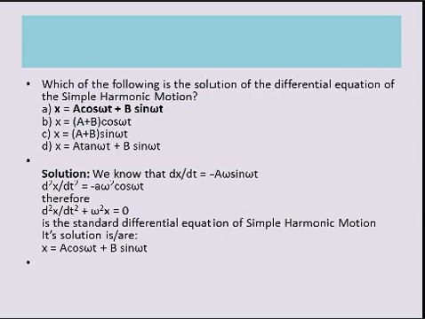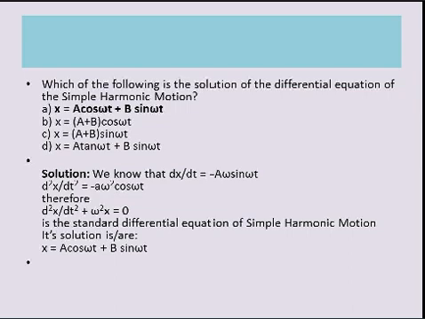Which of the following is the solution of the differential equation of the simple harmonic motion? Option A, x is equal to a cos omega t plus b sin omega t. Option B, x is equal to a plus b cos omega t. Option C, x is equal to a plus b sin omega t. Or option D, x is equal to a tan omega t plus b sin omega t.